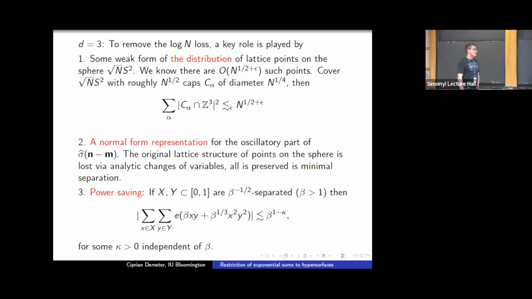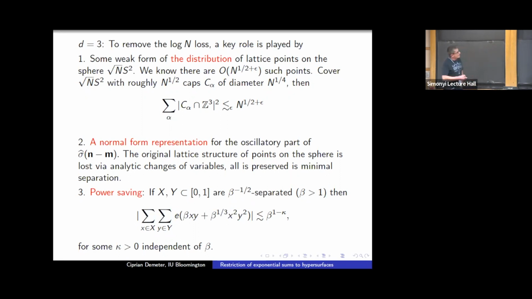However, what these transformations preserve is a certain minimal separation between points. So the points don't get too clustered. They keep their statistics, if you wish, in a certain sense. But the algebraic structure coming from the lattice structure, if you wish, is completely destroyed.